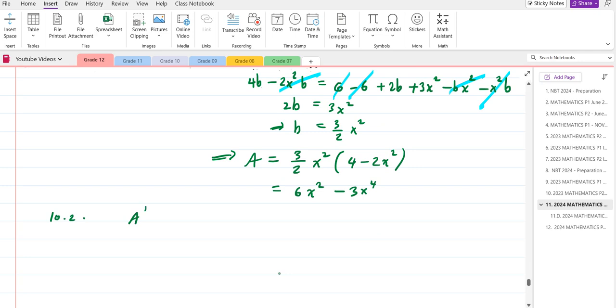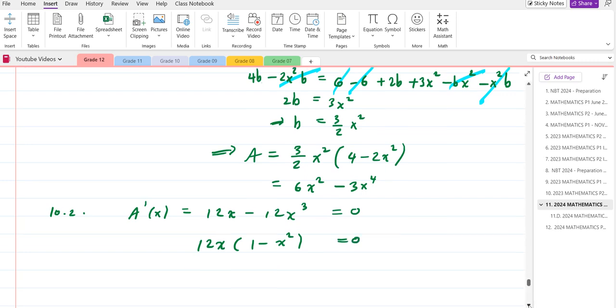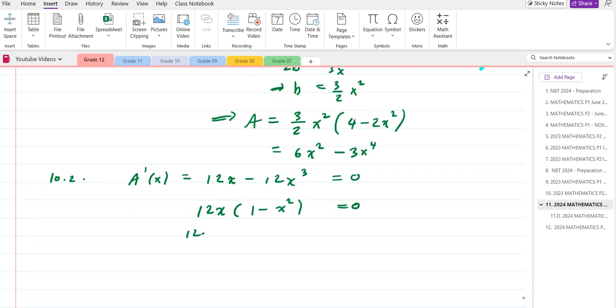So we're going to find A prime of x: 12x minus 12x cubed is equal to 0. Take out 12x as a common factor, left with 1 minus x squared is equal to 0. Simplify: 12x into 1 plus x into 1 minus x is equal to 0. x is equal to 0, or x is equal to negative 1, or x is equal to 1.